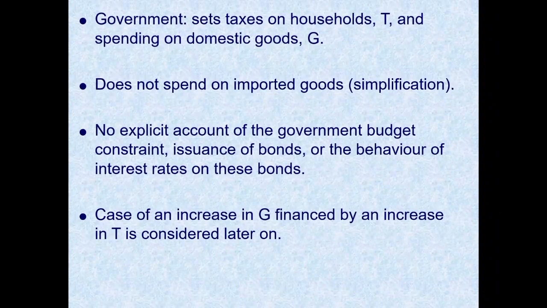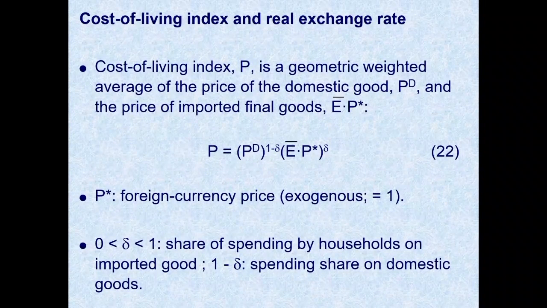What does the government do? Well, simply, we're not going to talk too much about taxes. We're going to talk more about government spending, so it buys goods, G. We define then the price level, which is the cost of living index.